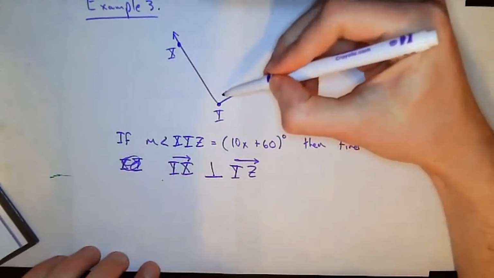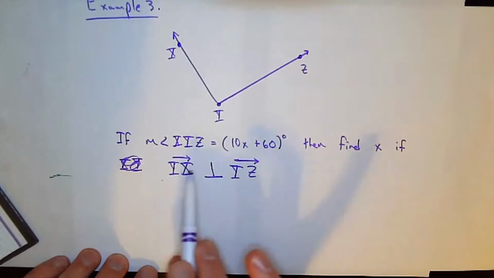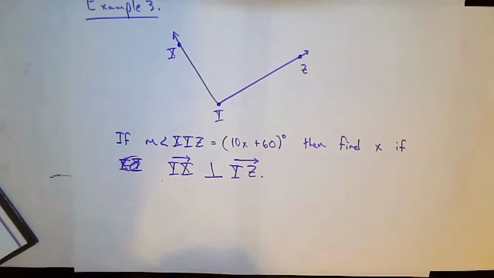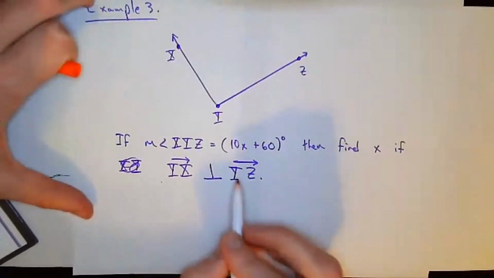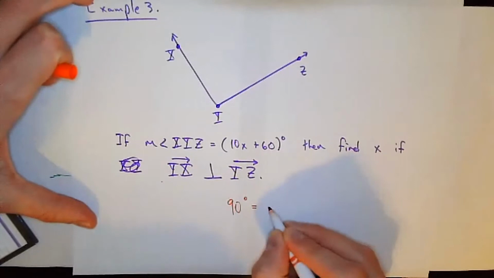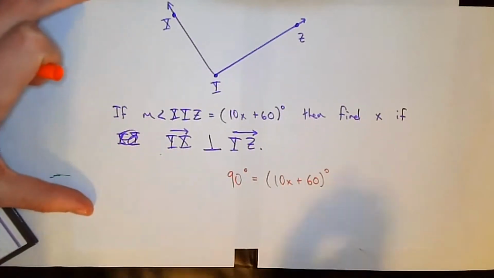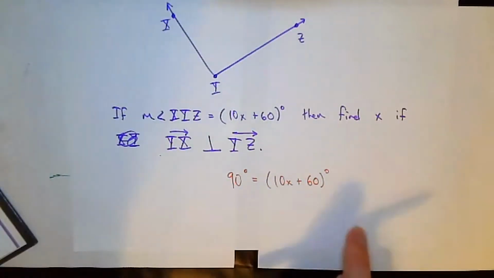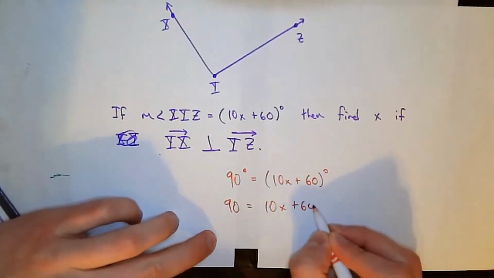So instead of just drawing a little square here to tell me that they meet at right angles, the problem tells me they meet at right angles by telling me that this ray is perpendicular to this ray. So what does this mean? How do I solve this? Well, they're telling me the measure of the angle. They're saying the measure of this angle is 90 degrees. So I take 90 degrees and set it equal to 10x plus 60 degrees, literally setting it equal to the measure of the angle, and I'm going to solve for x. Now, since both are measured in degrees here, I can drop the degree symbol and just treat this like a normal old equation.